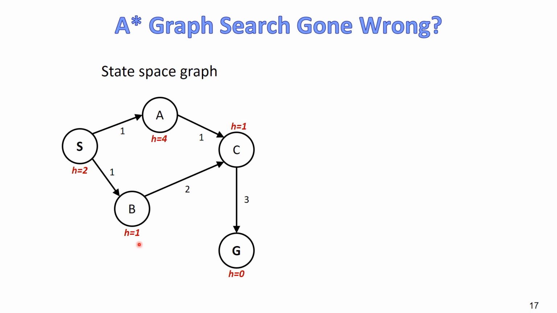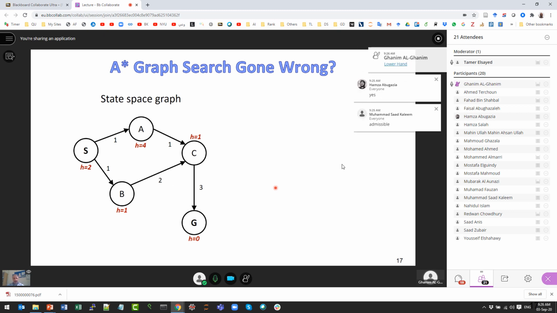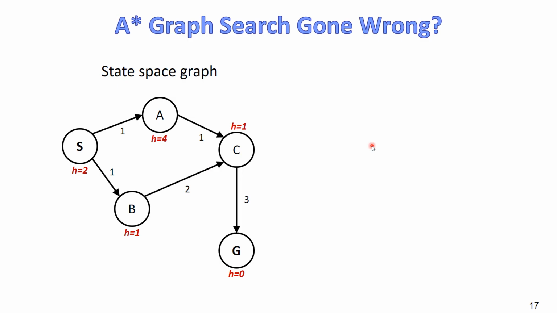Okay, let's consider this state space graph, and we will use A star, so we will need the heuristic values. If you check the heuristic function here, is it admissible or not? Is it admissible or not? Okay, it seems okay. Ghanem, why? So what is the condition of an admissible heuristic, Ghanem?